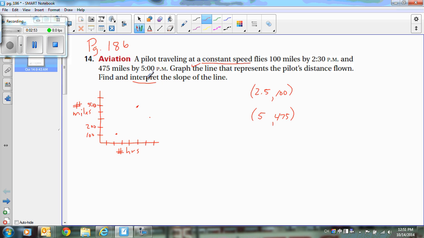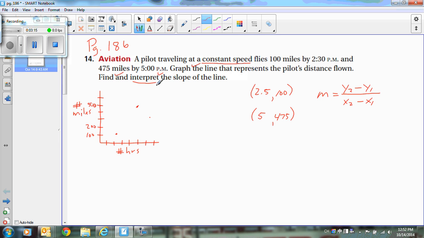Now, find and interpret the slope. Well, I'm just going to talk about that a little bit. Remember, to find slope, we take a ratio of the difference in y values to the difference in x values. So I will leave it to you to use this formula on these points to find a slope. Then the next thing you need to do is interpret that slope.